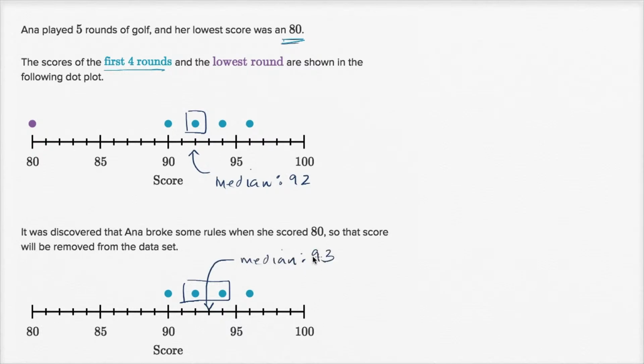So removing the lowest data point in this case increases the median. So the median, right down here, increased by a little bit. The median increases. Now what's going to happen to the mean?